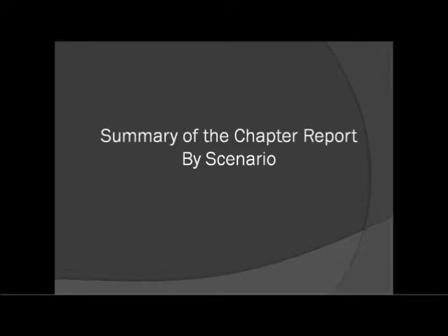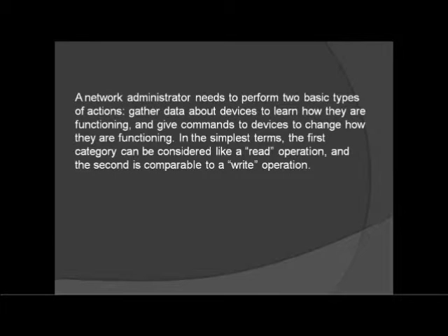Now let's take a summary of the chapter by scenario. A network administrator needs to perform two basic types of actions: gather data about devices to learn how they are functioning, and give commands to devices to change how they are functioning. In the simplest terms, the first category can be considered like a read operation, and the second is comparable to a write operation.